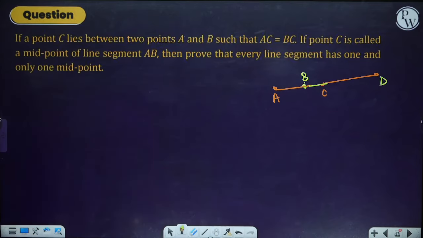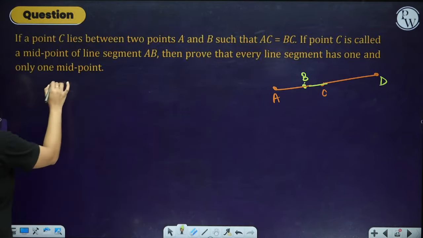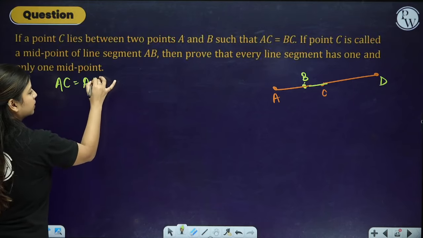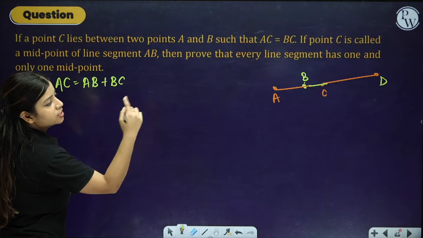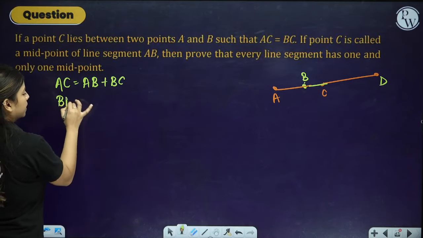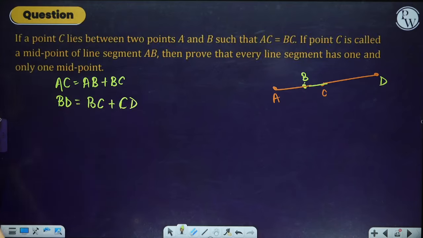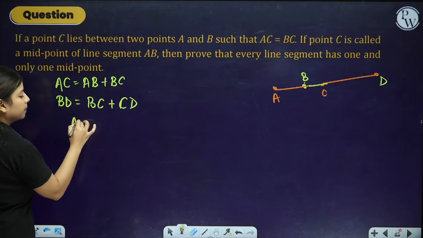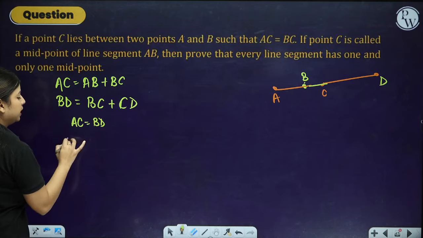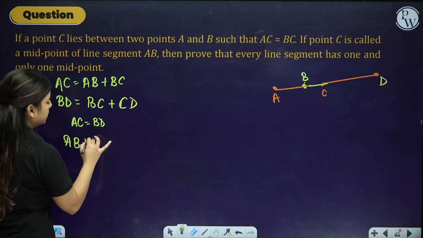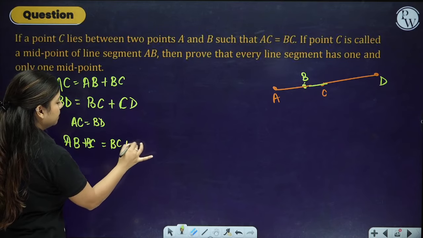Now what we can say about it is, AC is equivalent to AB plus BC. We can also say that BD is equivalent to BC plus CD. It is also given that AC is equal to BD. So both of them are equal, and we can say that AB plus BC is equal to BC plus CD.